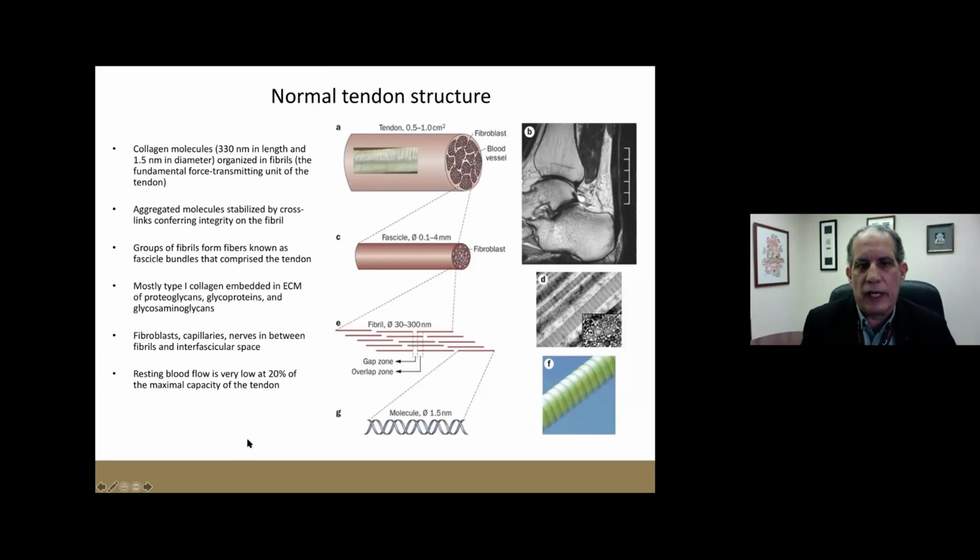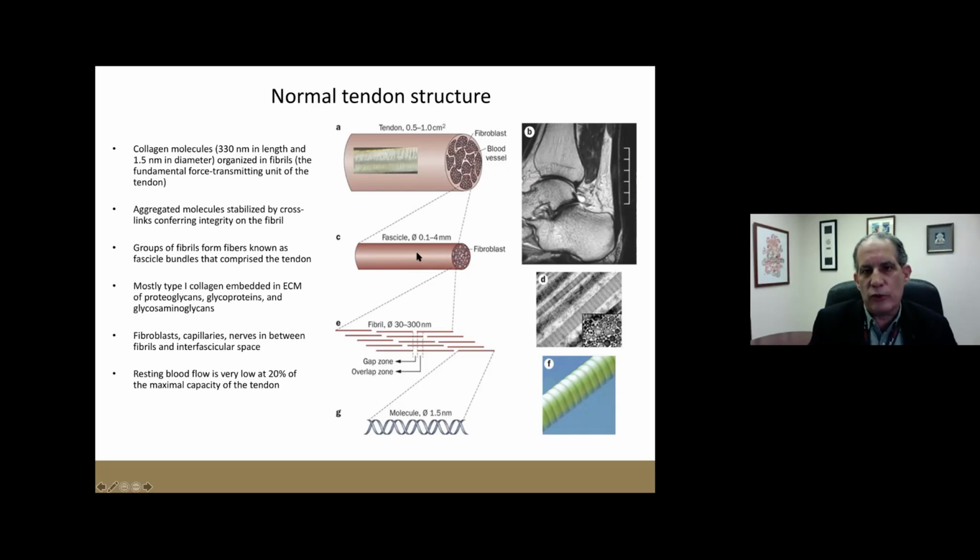Okay, so I'm quite sure that all of you are familiar with the normal tendon structure, and this slide is just a way of illustrating that. As you well know, we have a basic molecule down here, and that's a collagen molecule. Molecules are organized in a very systematic way to form a fibril, a very nice arrangement that you can see in the pictures on the right-hand side. Then many fibrils together make up a fascicle.